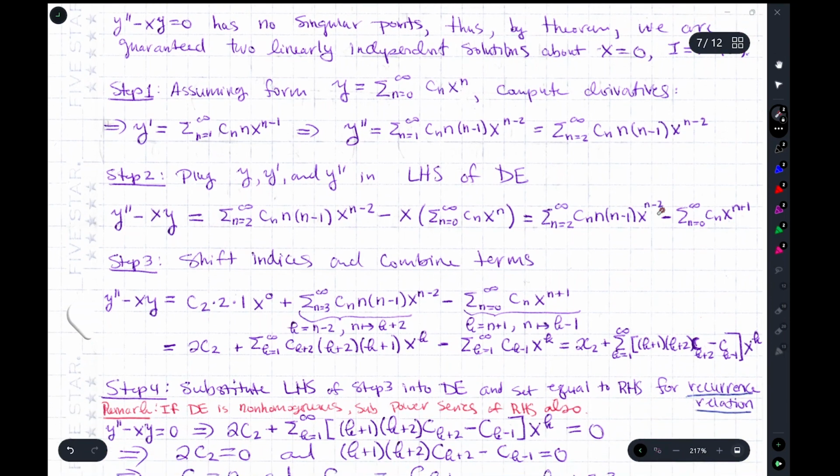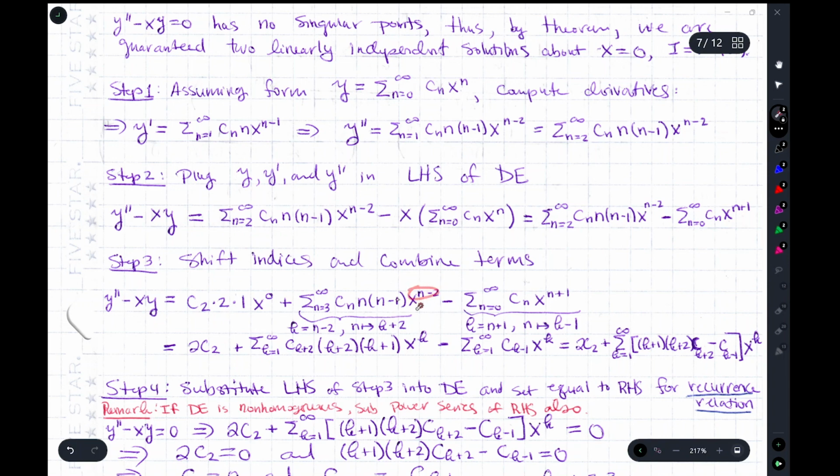Now, we're going to want to combine same powers, and we've discussed in the preliminaries how to combine power series. So this one here starts at x to the power 0. This one here starts at x to the 1. So we're going to take out the first term of this, and we're left here with that.